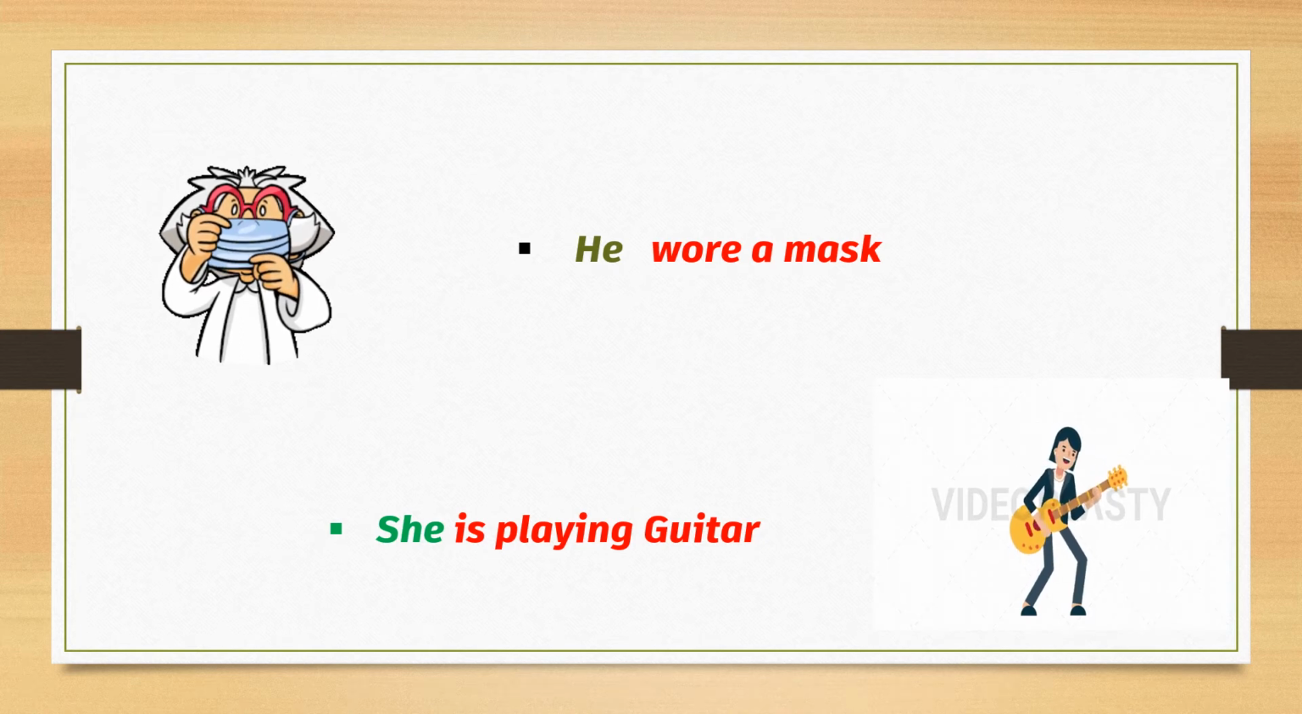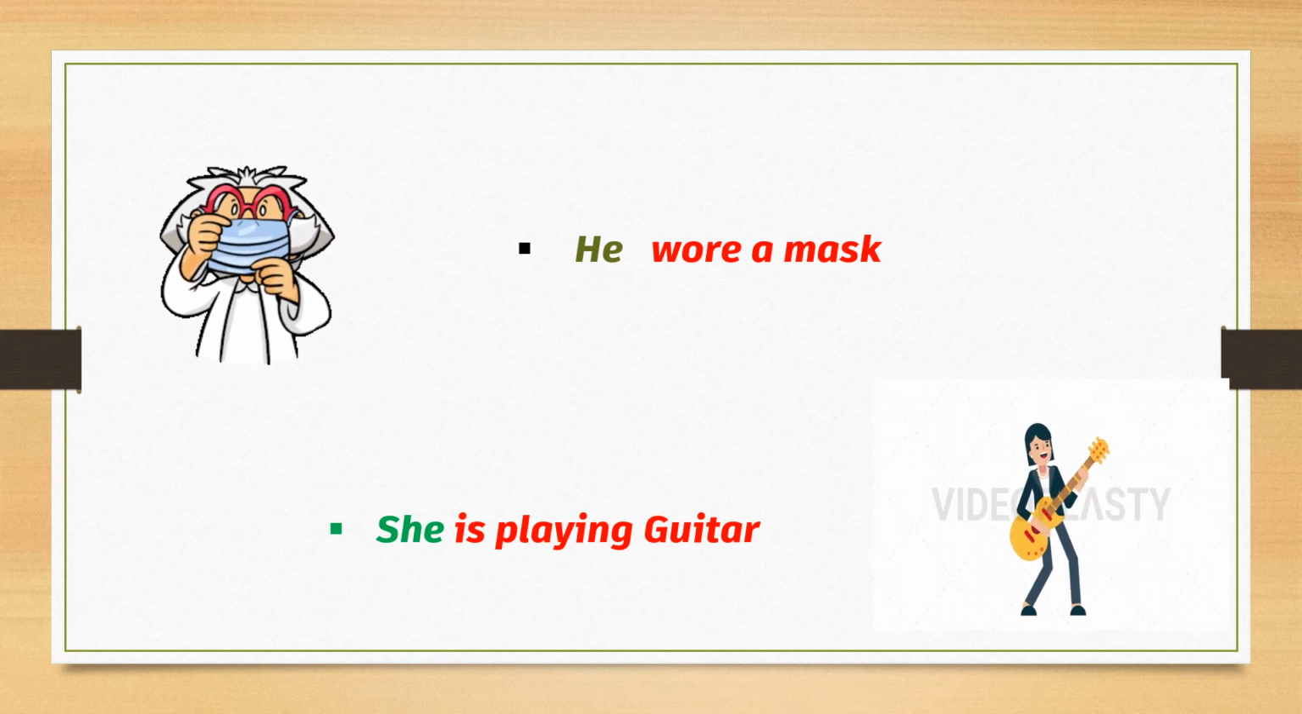Let's see the next one. She is playing guitar. We are speaking about she. She is the pronoun here, and because we are speaking about she, it becomes the subject, highlighted in the green color. Is playing guitar. What is the work that she is doing? Is playing guitar, it is telling something about the subject. So it becomes the predicate.